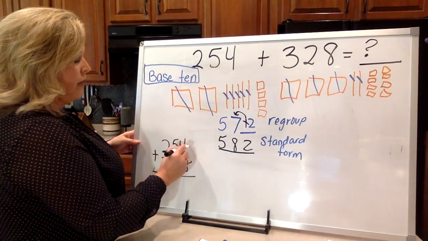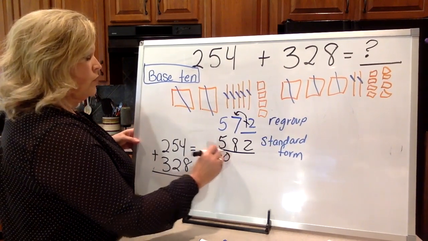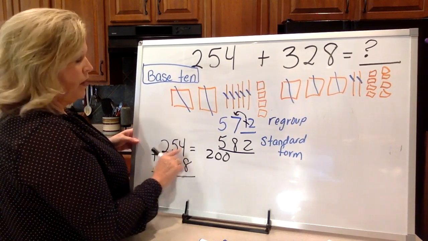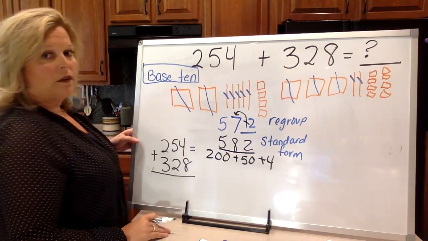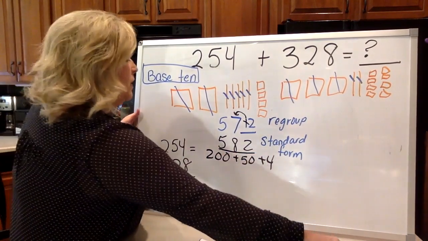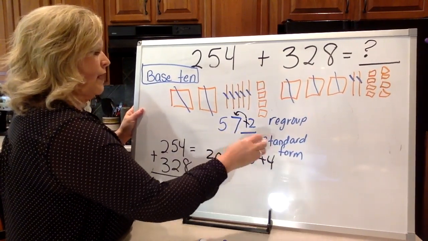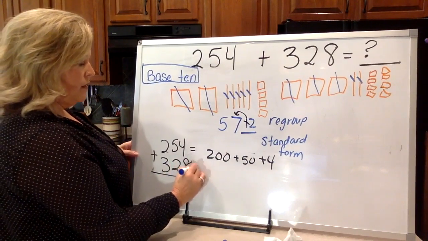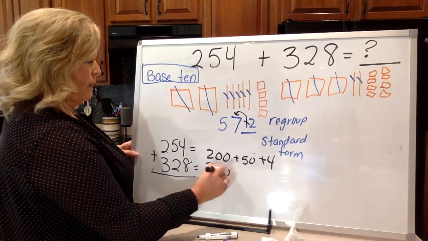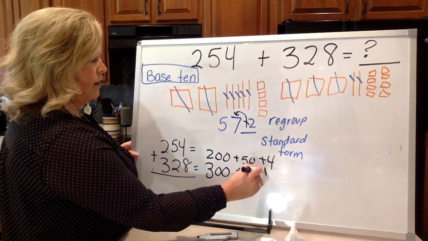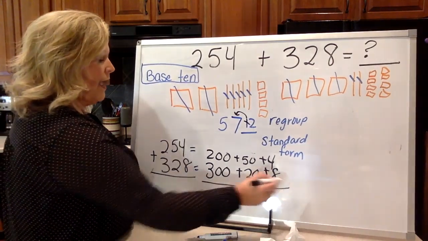If you were going to get 254, you could add together 200 from the 100 spot. You could add a 50 and a 4. And all that would equal 254. You could break this apart into 300 plus 20 plus 8. Perfect. Then you can add them back together.